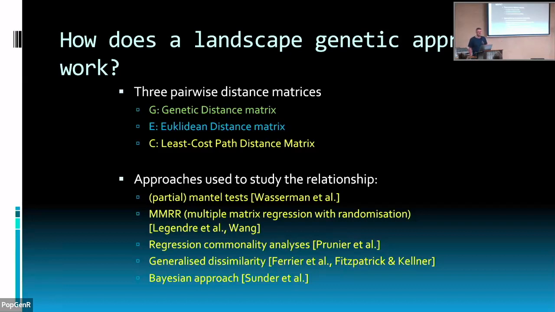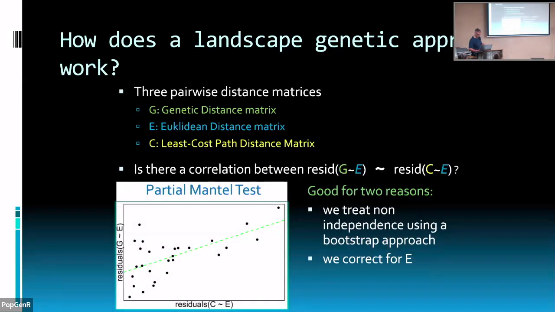Yeah. And then the other thing, just the slide before, you said you test for the relationship between, the correlation, I guess, between your genetic distance and your cost. So actually what you do in a partial Mantel test, you do a regression, your cost distance versus Euclidean distance, yeah? You do a regression, your genetic distance against the Euclidean distance, yeah? And then you do a regression on the residuals of both of those things.